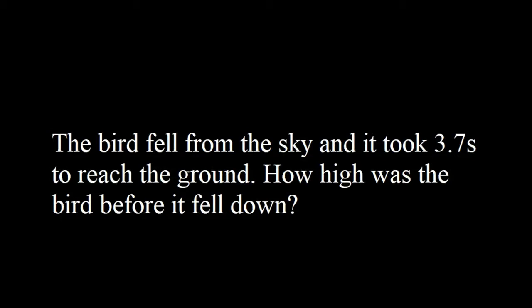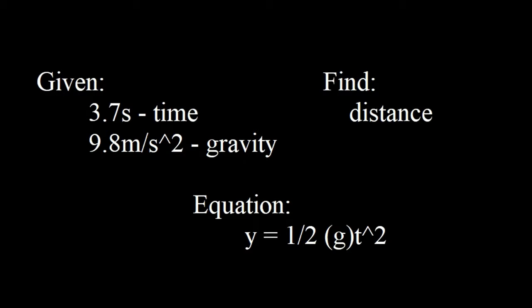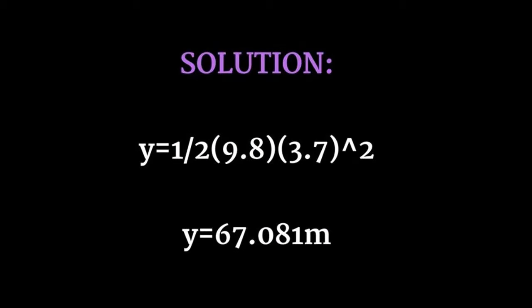The bird fell from the sky and it took 3.7 seconds to reach the ground. How high was the bird before it fell down? So we will be using the same equation, y is equal to 1/2 g t squared. So changing the variables to its values, it would be y is equal to 1/2 multiplied with 9.8 multiplied with 3.7 squared. So arriving at the answer, y is equal to 67.081 meters.